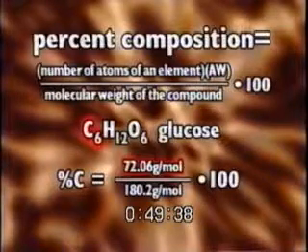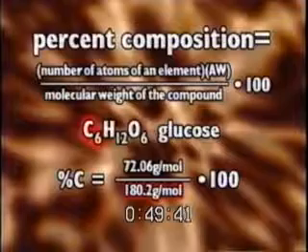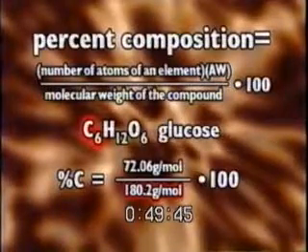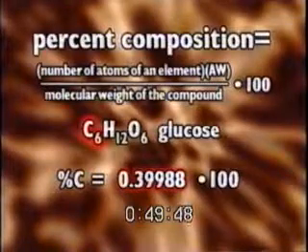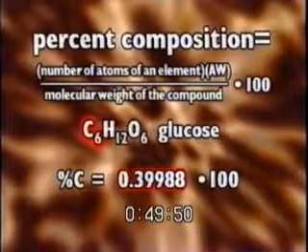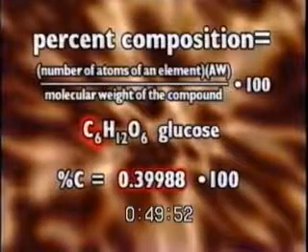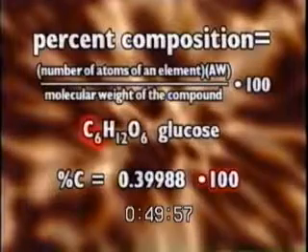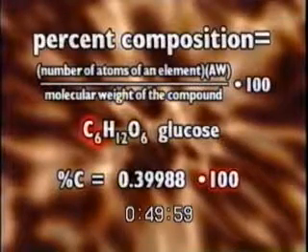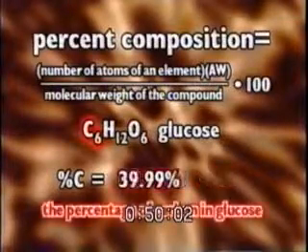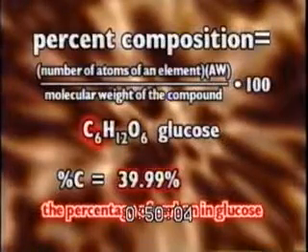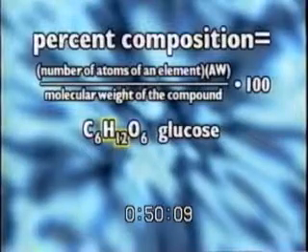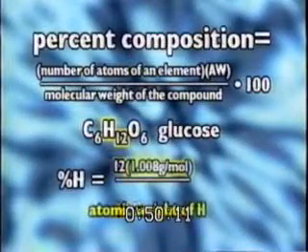72.06 grams per mole divided by the molecular weight of glucose, 180.2 grams per mole, equals 0.39988. There! Now to get this as a percentage, we simply multiply by 100. Rounding our answer off to 4 significant figures, we find that glucose is composed of 39.99% carbon. Cool, huh?